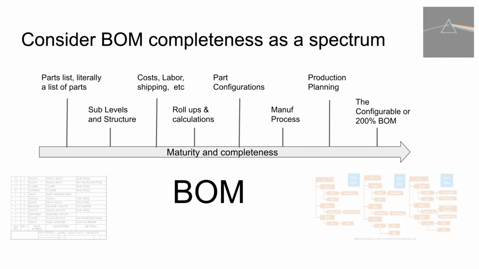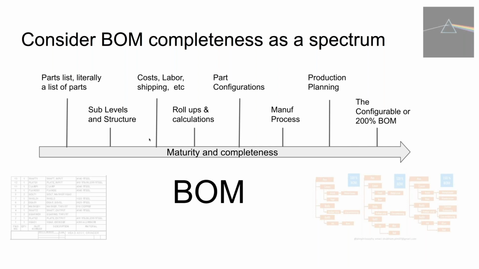And here are some of the key features we might consider on that BOM spectrum. They start out over here on the left as parts list. These are the things that you might get right out of a CAD system with a button press. It might look something like this down here. It's literally a list of parts and some information about them. Could be in Excel, could be coming out of CAD.